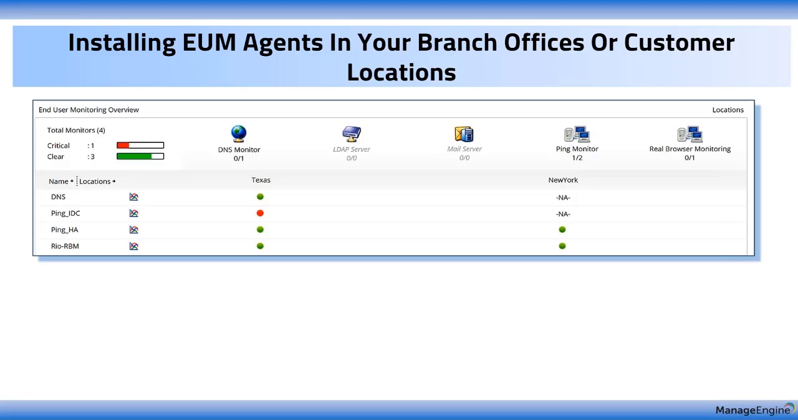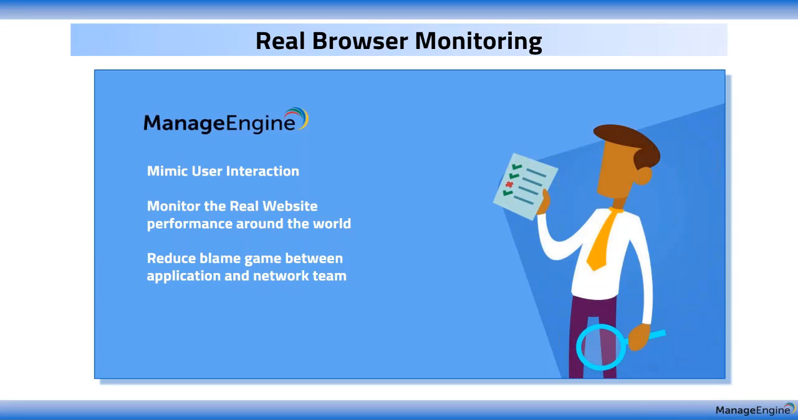So what is real browser monitoring? This is what we have discussed, synthetic transaction monitoring. In order to guarantee a seamless user experience for your website, monitoring the website and key transactions is important. So how do you monitor key transactions and find the response time for individual multi-step user interactions with your web applications? That is by using the real browser monitoring feature of Applications Manager. So you can mimic the user interaction and monitor the websites from around the world. And this third point, as you can see, reduces the blame game between the application and network team.